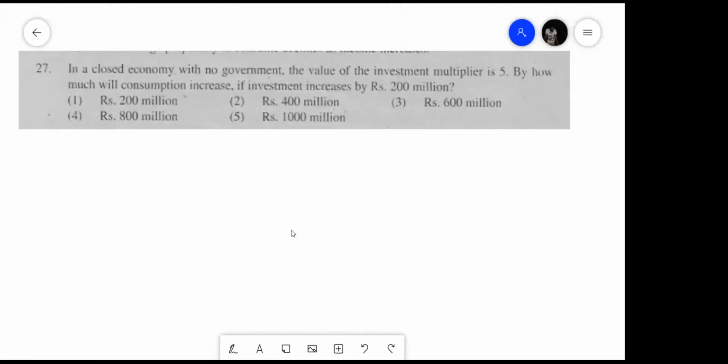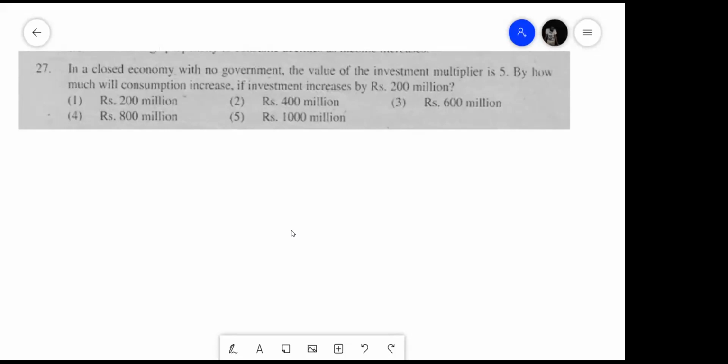Okay. Then this part. In a closed economy with no government, the value of investment multiplier is 5. But how much will consumption increase if investment increases by 200 million? Okay. There is a lot of logic behind this as well. Okay, just let me know the answer now.